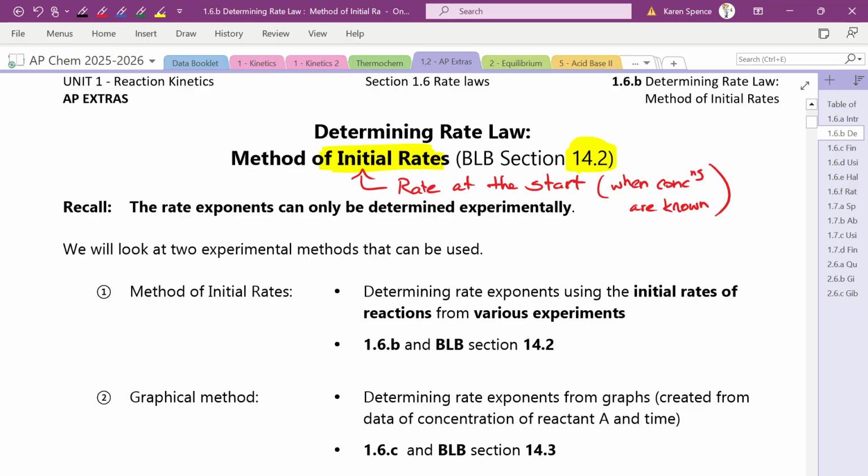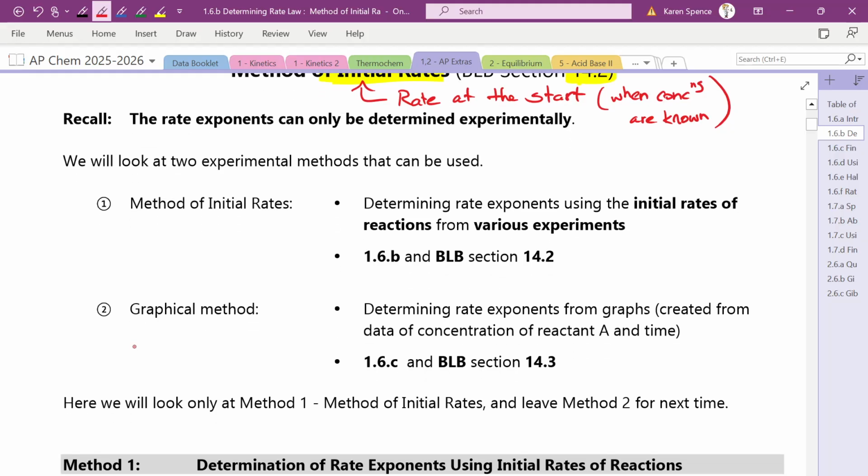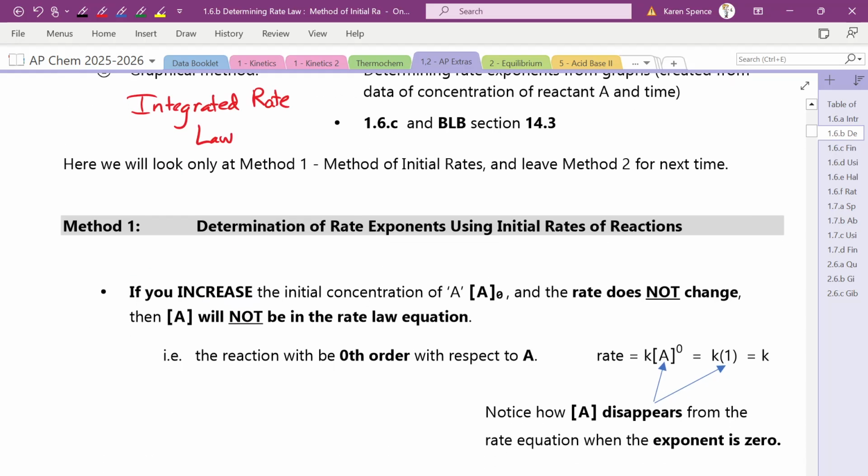We are going to look at two experimental methods. One is this method of initial rates. And then we're going to look later at a graphical method, which is also known as the integrated rate law. The good news is if you know no calculus, you don't need to in order to have the integrated rate law. Here, we're only going to look at method number 1, and we'll leave method number 2 for the next section.